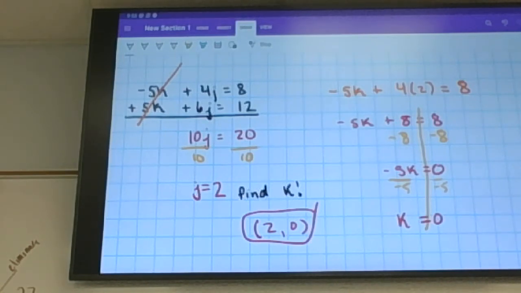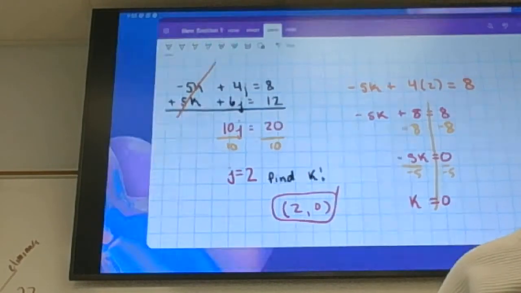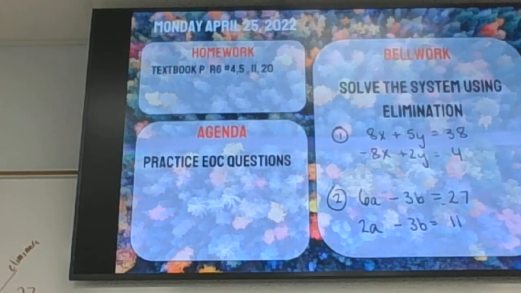So today's assignment, I didn't write it on the back board. It was on the screen. I'll have to put it back up. It's on the same exact page. So for the rest of class, we're working on this same exact page. It's 4, 5, 11, and 20. That's what we're working on doing in class.